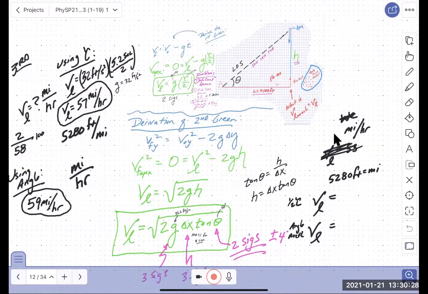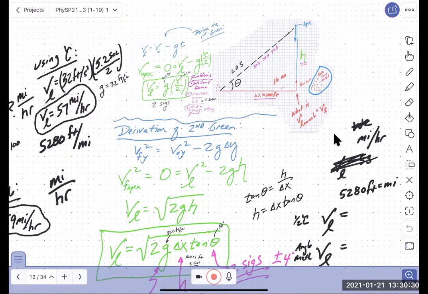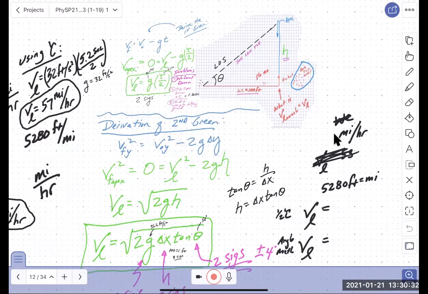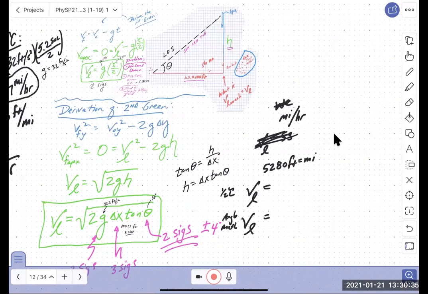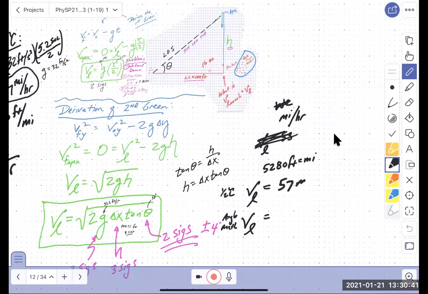Let's see. I'm just telling you, they got 57 miles an hour. Now, they used 32, not 32.2, but they got 57 miles per hour. That's for using the half tau method. Right? You guys with me? You guys here? You awake? I feel like I'm getting the silent treatment. I feel like I'm in first hour.